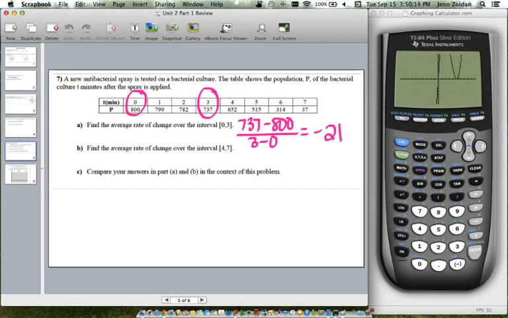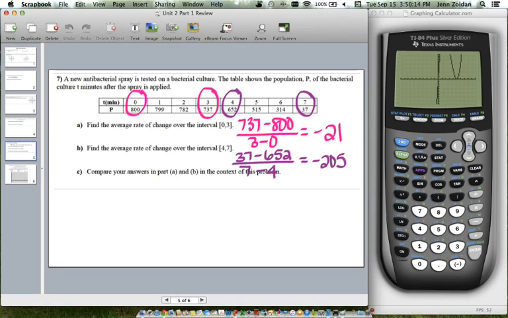Now it's negative because our number of bacteria is decreasing. So if you look at the time of 0, we had 800, and then after 3 minutes, we had 737. So your rate of change is negative. Now let's look at the interval from 4 to 7. So I have 37 minus 652 over 7 minus 4, which gives us negative 205.